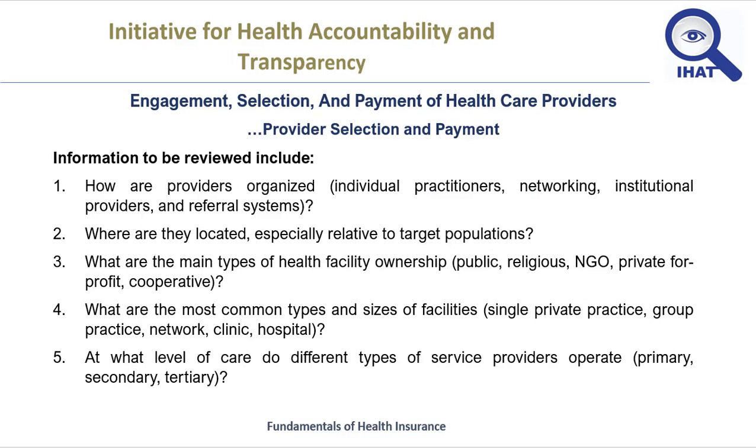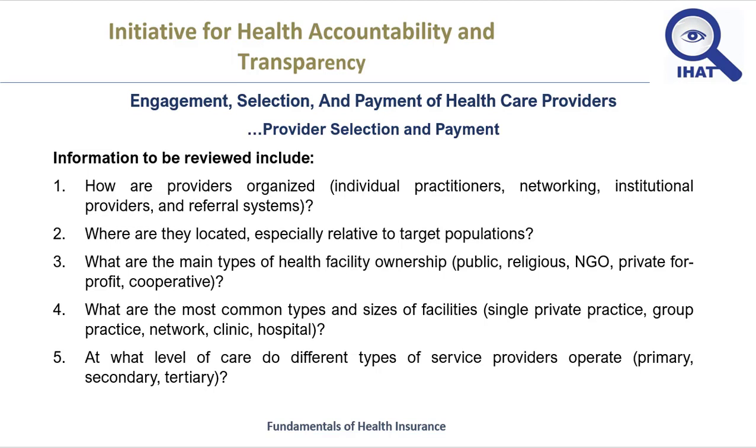The information to be reviewed include: how are providers organized? Are they individual practitioners? Are they a network of providers? Are they institutional providers and referral systems? Where are they located, especially relative to target populations? What are the main types of health facility ownership? Are they public, religious, non-governmental organization, private for profit, or cooperative? What are the most common types and sizes of facilities?